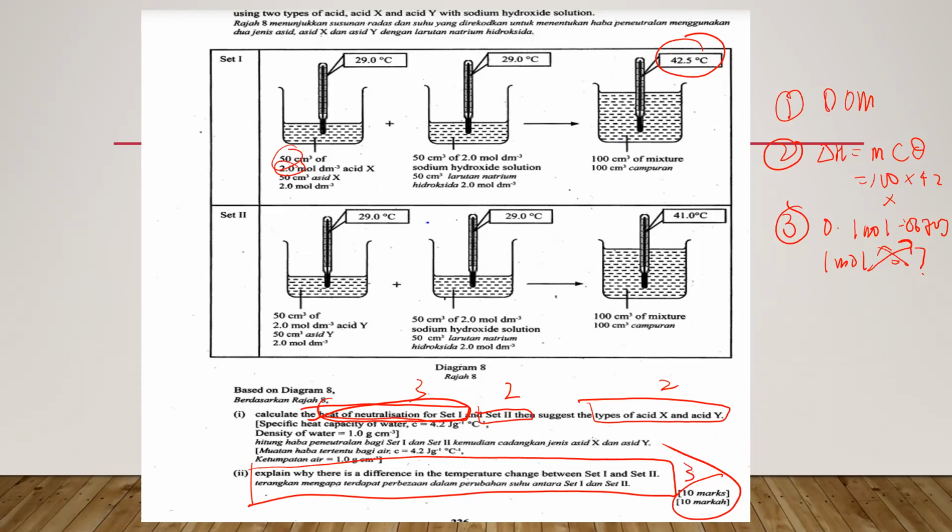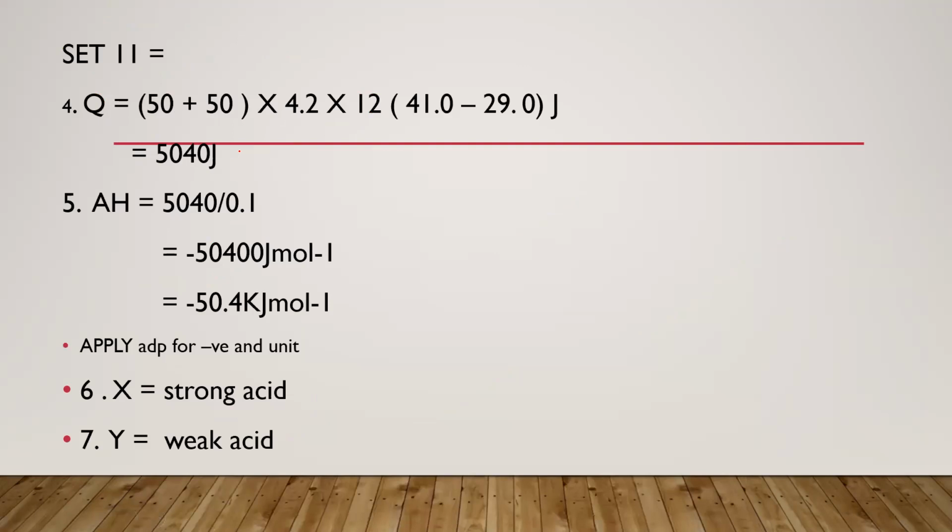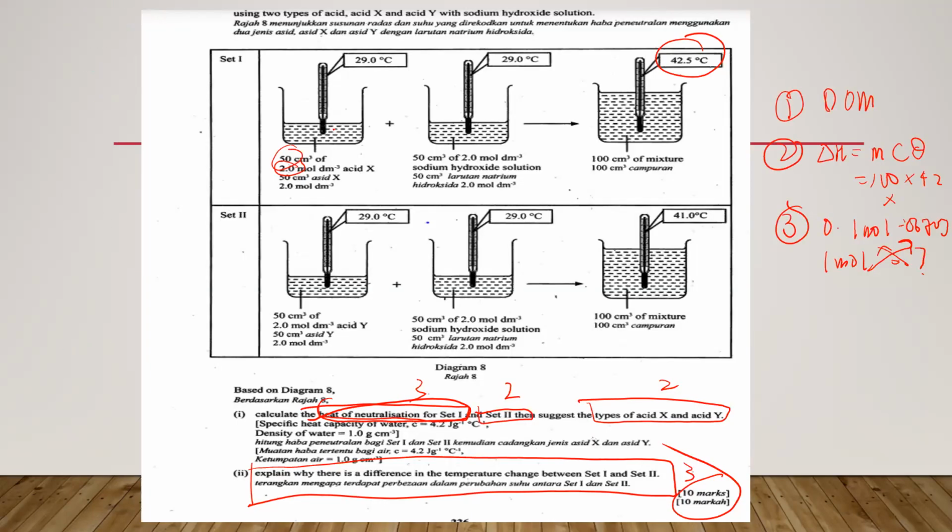So the heat change is 50 plus 50 times 4.2 and 41 minus 29. You'll get 12. Okay, correct. So what's my heat change? 5040 joules. Okay, correct. That is wonderful. So you get 5040, and then how to find my heat of neutralization for set 2? You have to change it to kilojoules, sir. Okay, and then? And then the negative sign at the front. So what's my answer? Negative 50.4 kilojoules per mole.